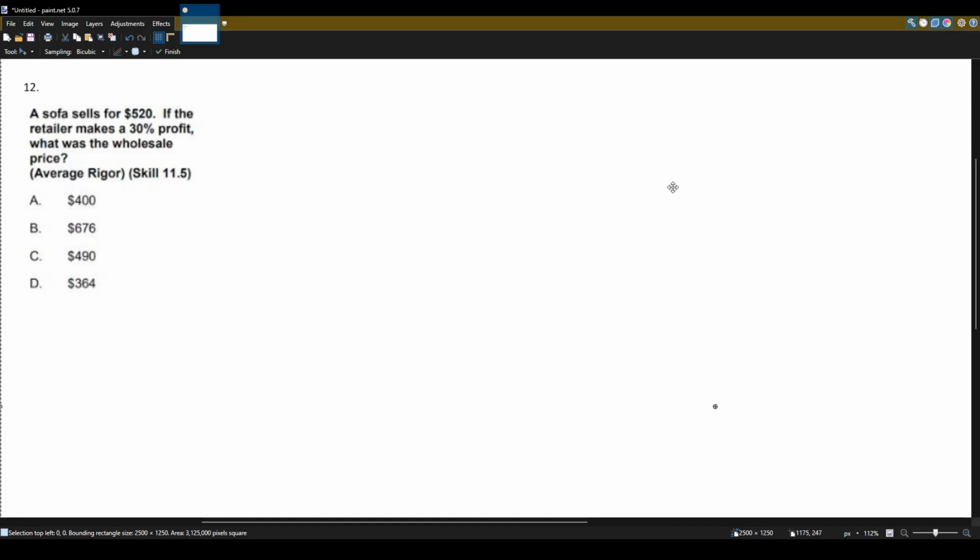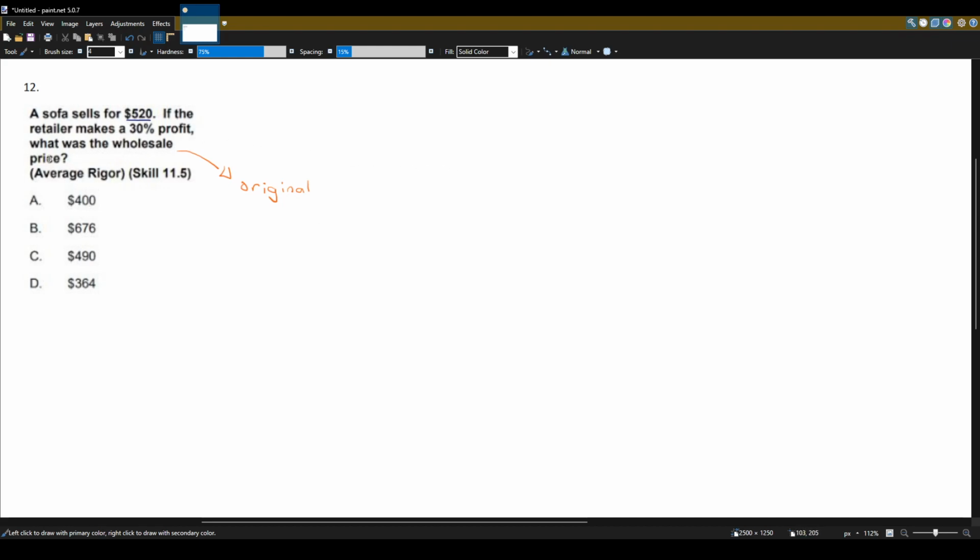Another math CST question involving percents. A sofa sells for $520. If the retailer makes a 30% profit, what was the wholesale price? So, the wholesale price is the original price.